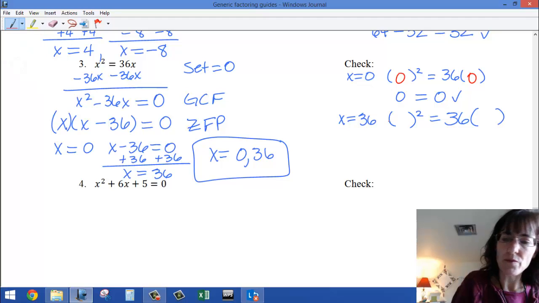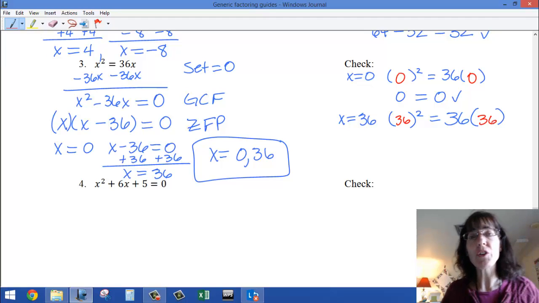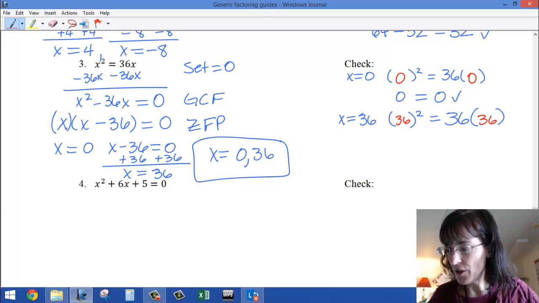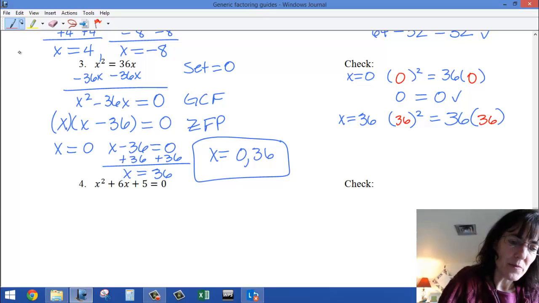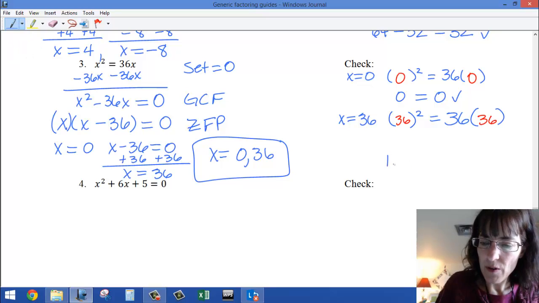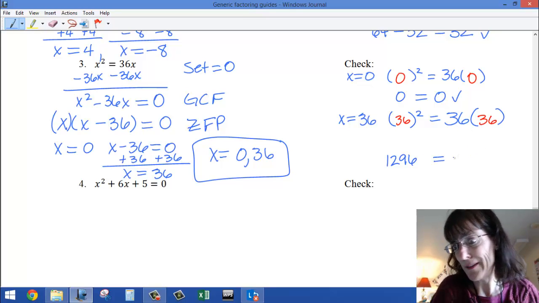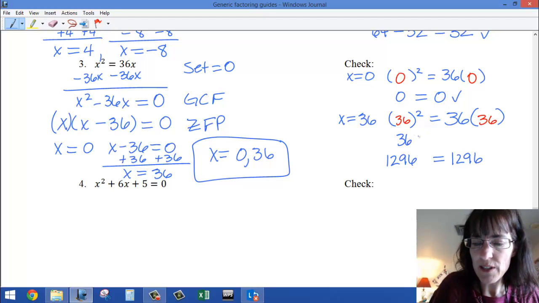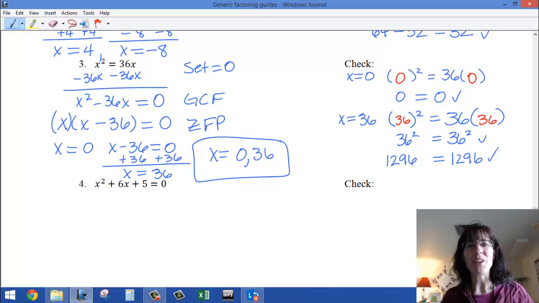And put in the 36. And I can look at it 2 ways. I can multiply that 36 out, which is fine. You can do that. 36 squared, that's going to give you 1296. Write it in blue. And 36 times 36, still 36 squared, so 1296. Or you can think of it as 36 squared equals 36 times itself can also be written as 36 squared. So either way, you've got a true statement there.